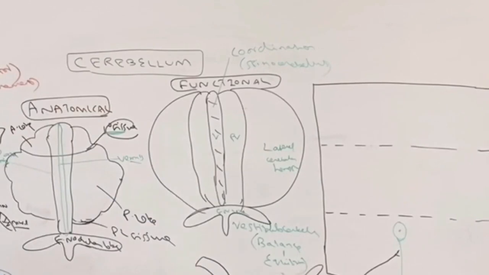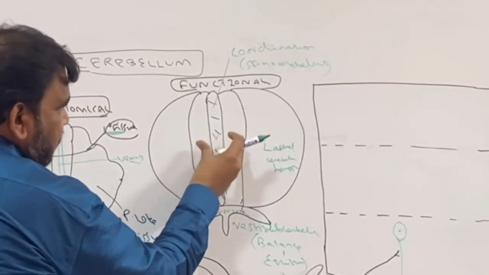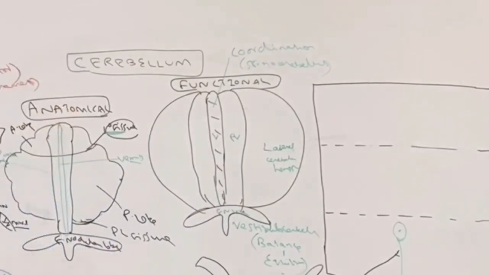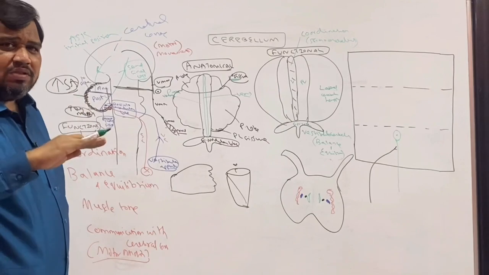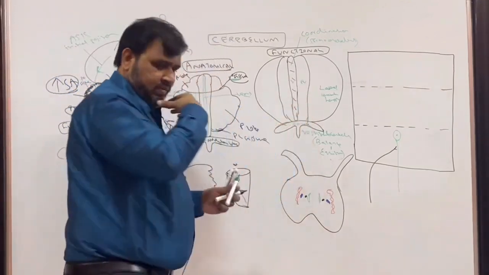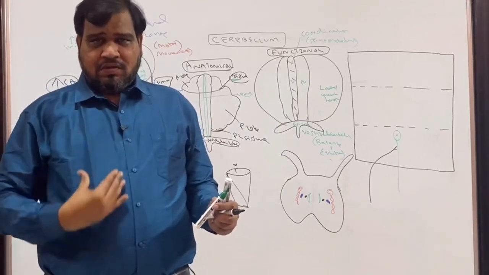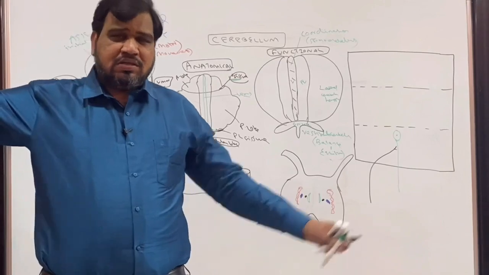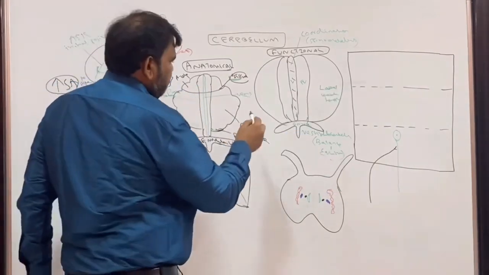One of the functions of the cerebellum is coordination, which is mainly done by the vermis and paravermis, which we call the spinocerebellum. Now the next question: what is the difference between vermis and paravermis? The vermis mainly controls the axial, the central portion of the body. The paravermis is concerned with the lateral side, like the limbs.